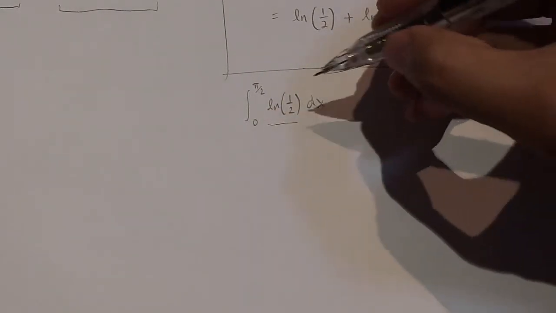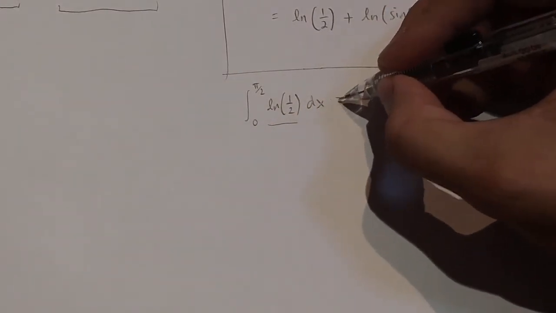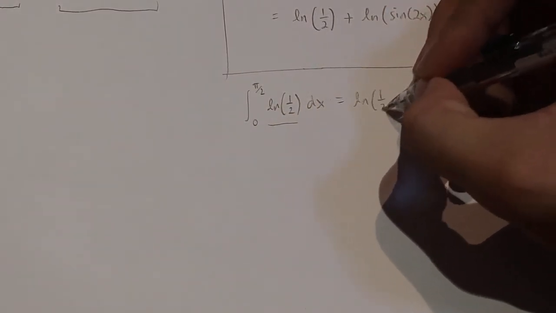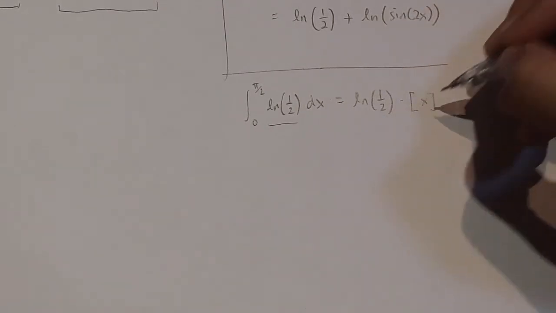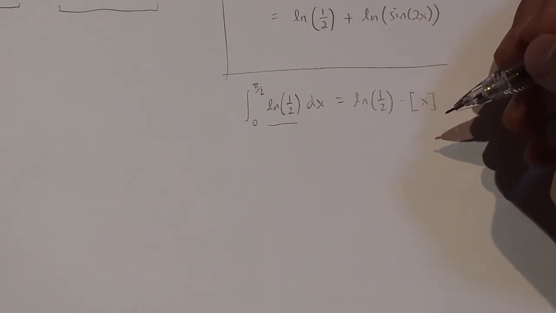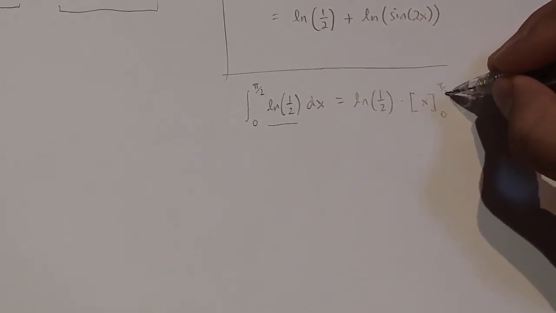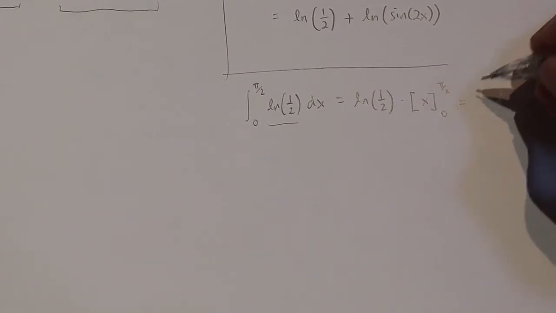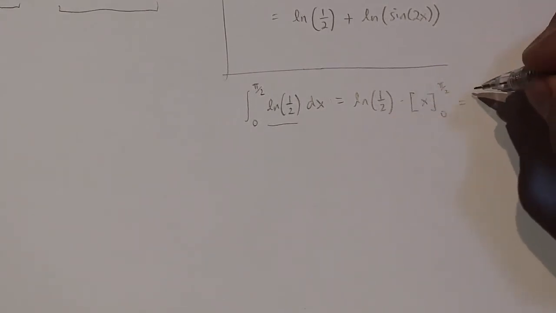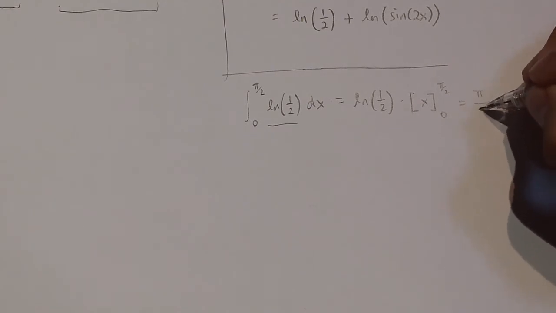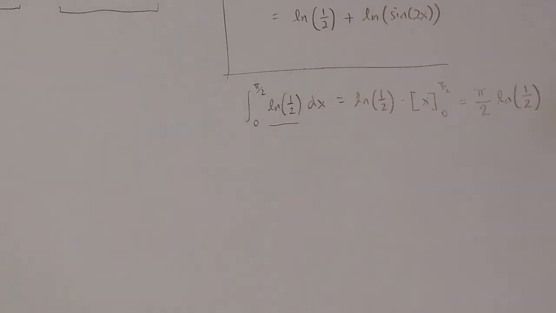This is just a constant. So basically this is just a constant times dx. And so basically this just gets turned into the following. You can take the constant out and be multiplied by x. That's like the integral of 1 with respect to x. And we evaluate that from 0 to pi over 2. So the answer you get is just going to be pi over 2 minus 0 times natural log of a half. So that would just be pi over 2 times natural log of a half. That's just a really standard integral, right?